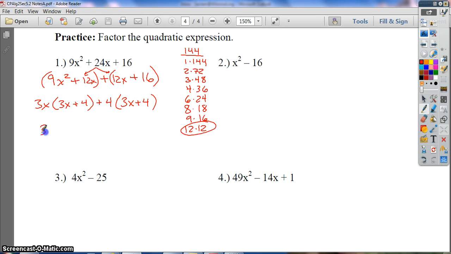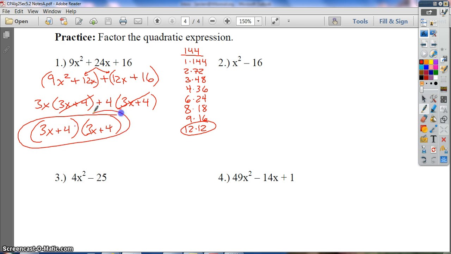That should make you happy because what's inside parentheses matches up. And it just so happens what's left here is a 3x plus 4 again. So you can write it like this, or you could write it as 3x plus 4 squared. Either one of those is totally fine. They say the same thing.